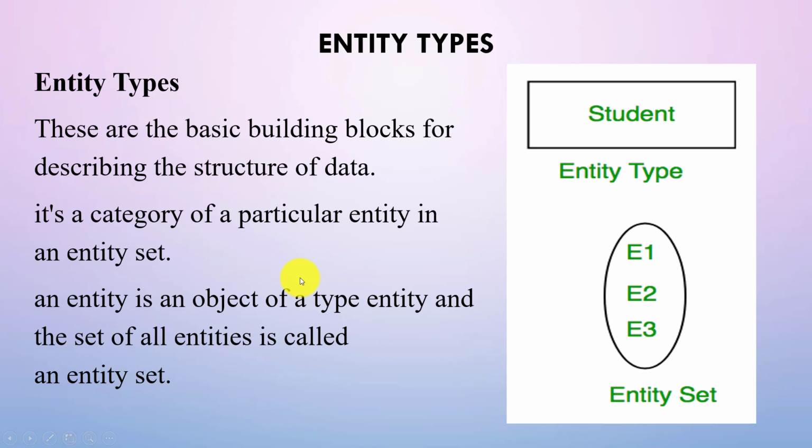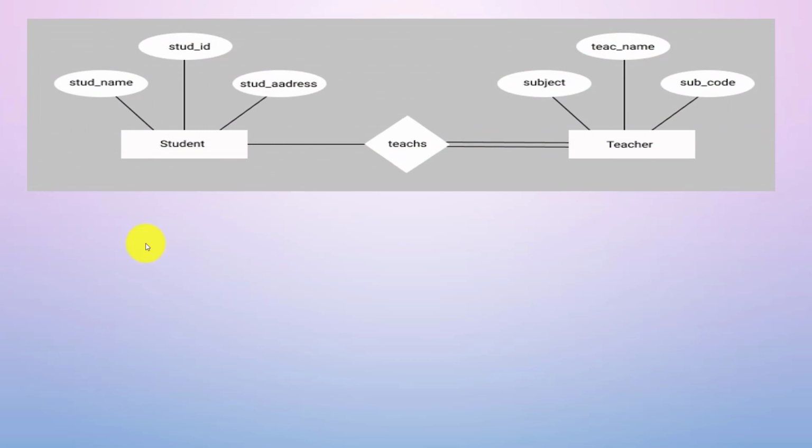Now let's understand this with one example. Consider this ER schema or ER diagram. Here we can see this is the student entity, and one more entity is the teacher. Student and teacher are the two entities, and these ovals are the values or characteristics of the entities, that is, the attributes of the entity. Student and teacher have a relationship between these two entity sets.